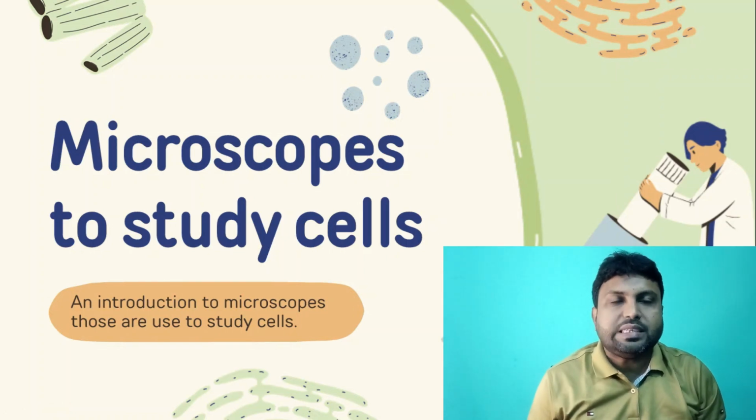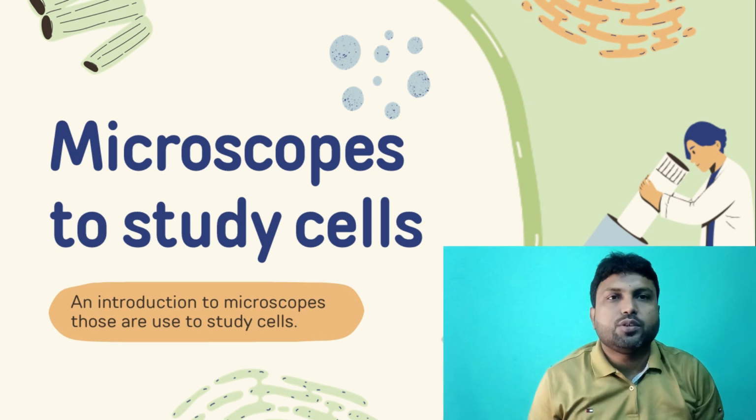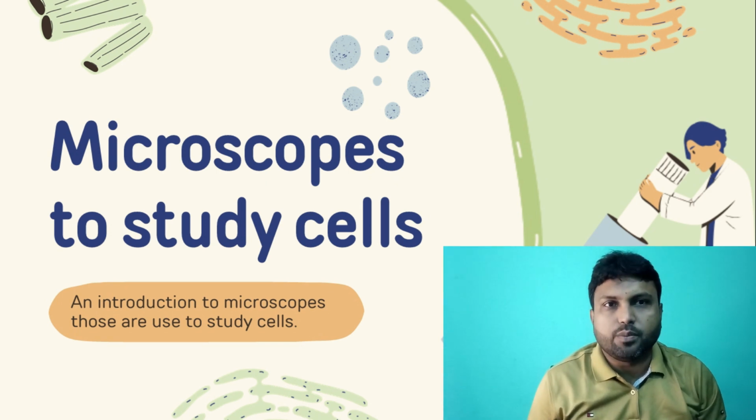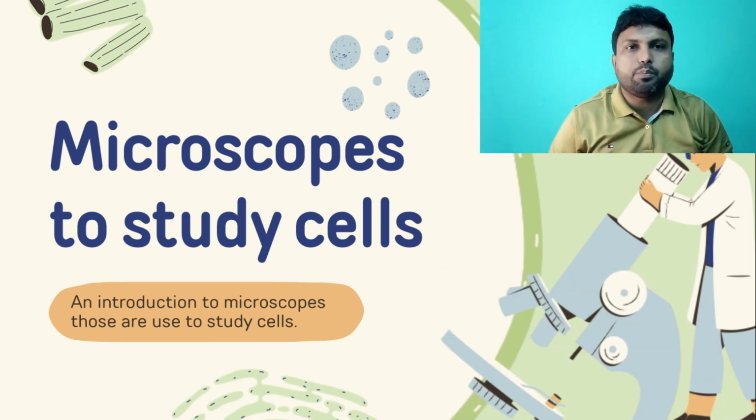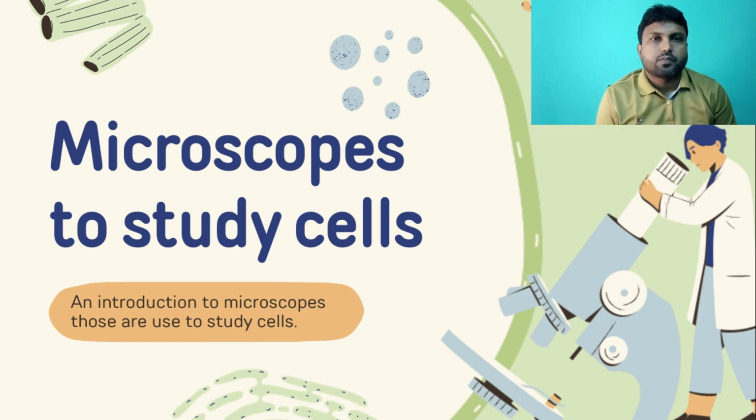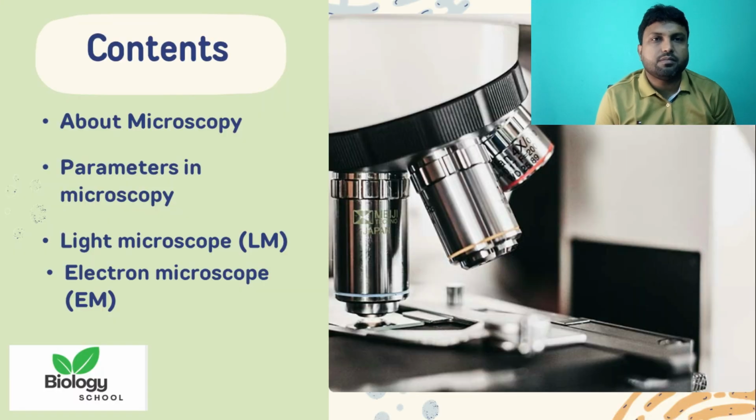A microscope is a device that is used to see small objects such as cells. To know the cells and to know biology, it is important to know about microscopy. So in this lecture, we will discuss in brief about microscopy, different parameters of microscopy, and finally two commonly used microscopes, those are the light microscope and the electron microscope.